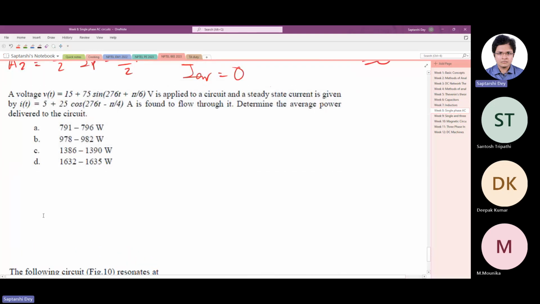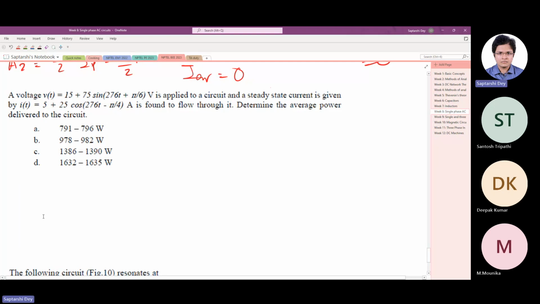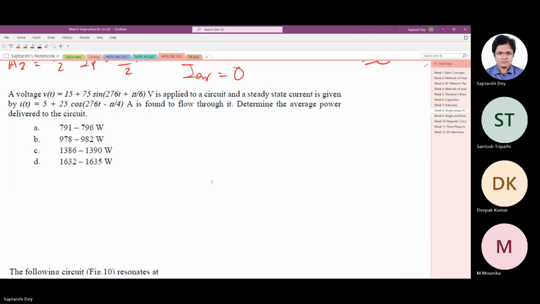A voltage v(t) = 15 + 75 sin(276t + pi/6) is applied to a circuit, and in steady state the current i(t) flows through the voltage source. Determine the average power. So we have two frequency components here.